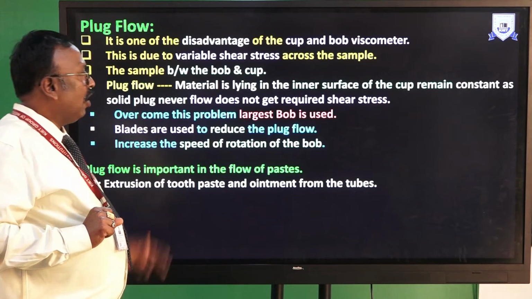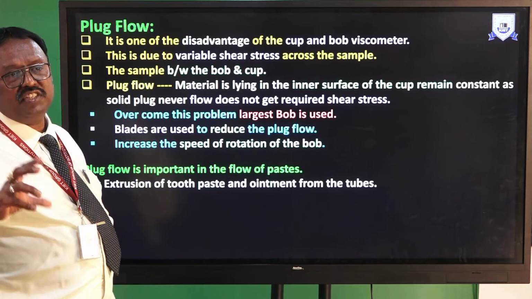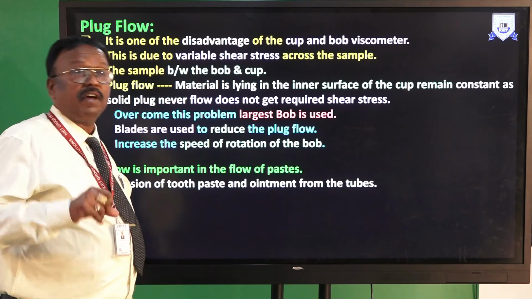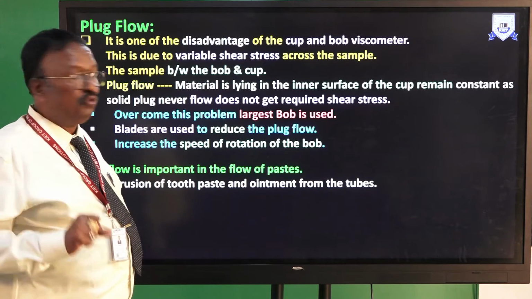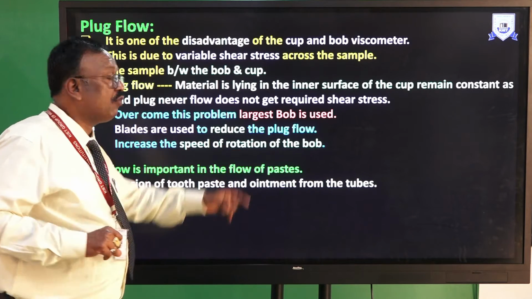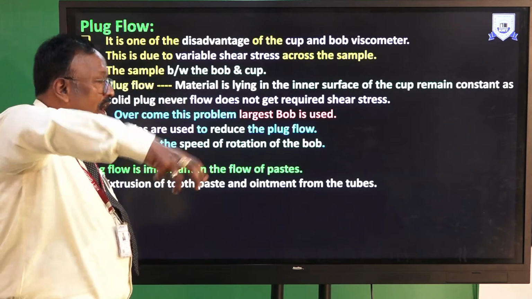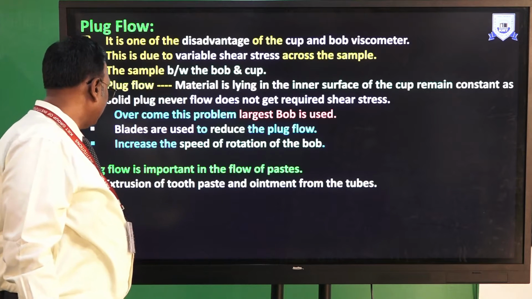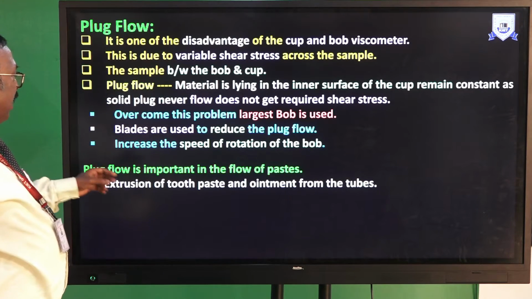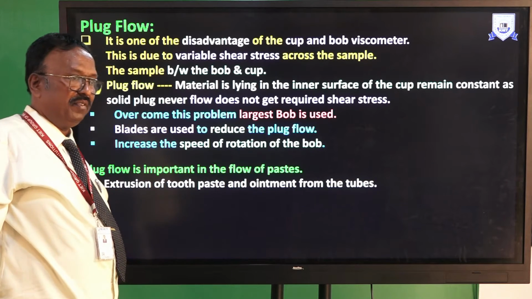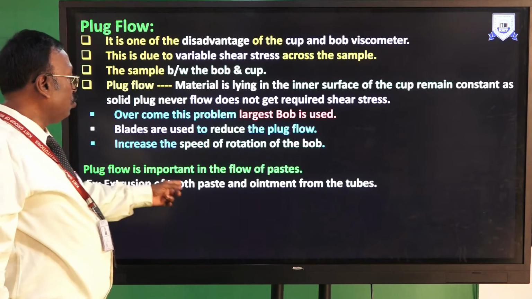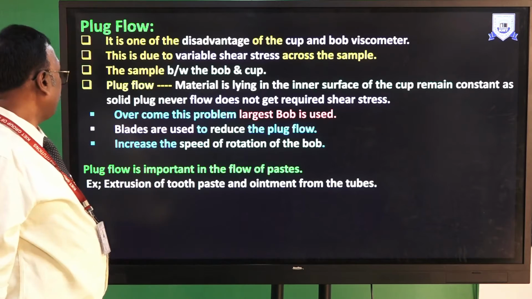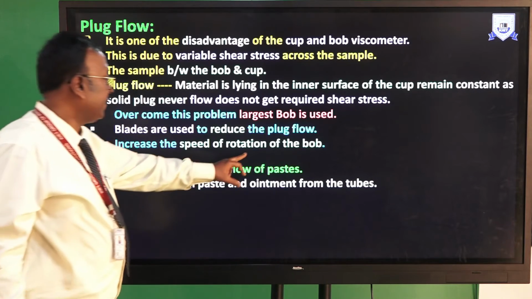the largest bob is always used, and sometimes blades are used to reduce the plug flow. Some blades are used, and you increase the speed of rotation of the bob. Then we can solve the plug flow. Plug flow is important in the flow of pastes, for example, extrusion of toothpaste and ointments from tubes. This plug flow is most important.